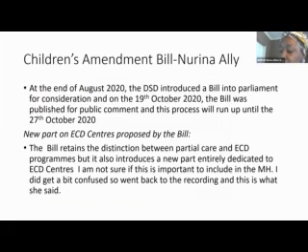And so Norina explained that there's currently a bill that DSD has passed to Parliament. This bill is up for consideration from the 19th of October until the 27th of October. The ECD sector will be able to make public comments. She then explained that the critical issue around the bill is that it introduces a new part on ECD centers. So it retains the distinction between partial care and ECD programs, but it also introduces a new part that is entirely dedicated to ECD centers.